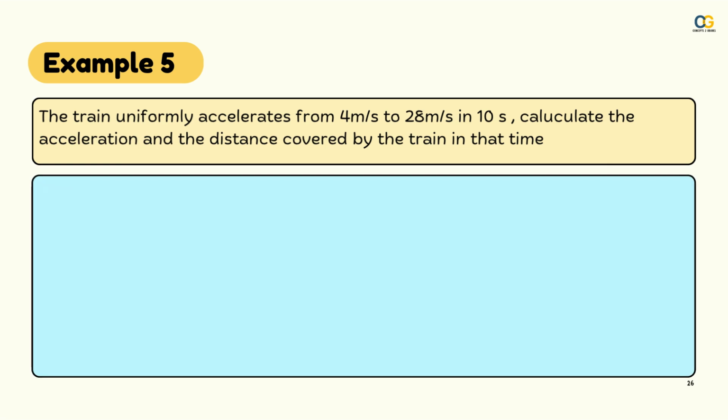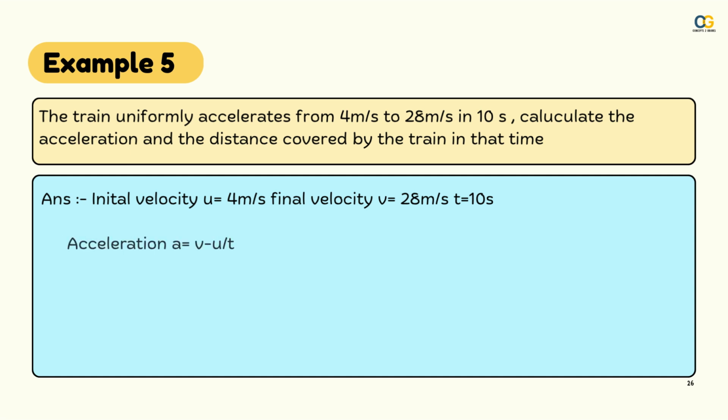So the initial velocity here is 4 meters per second, the final velocity is 28 meters per second, and the time taken is 10 seconds. We need to find the acceleration and distance. So acceleration is given by (v minus u) by t, which is (28 minus 4) by 10, which is 24 by 10, which is 2.4 meters per second squared.